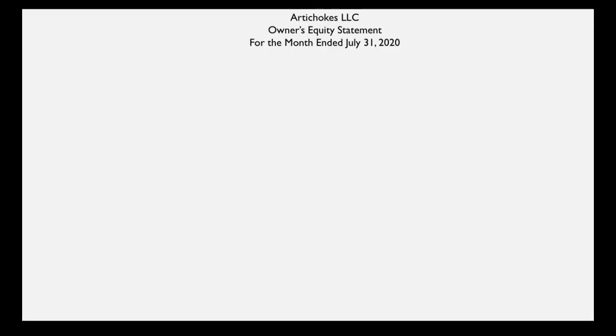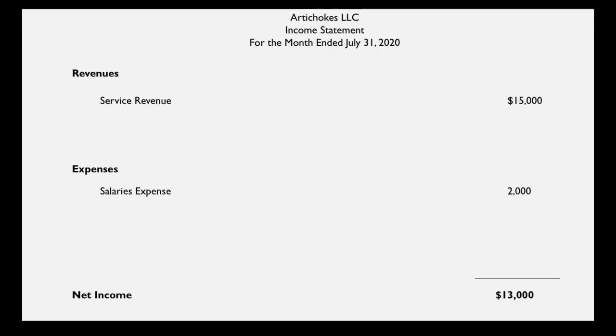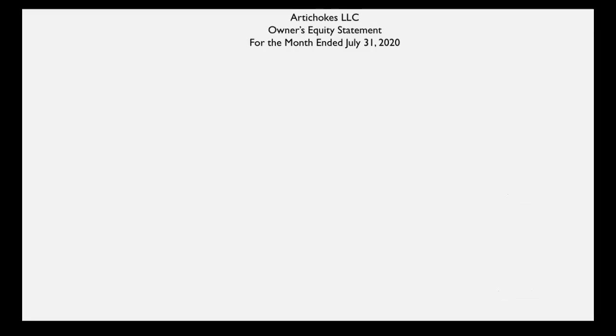So you'll notice at the top, it looks somewhat similar to the income statement, right? It's the company name, the name of the statement, and then once again, we're dealing with for the month ended. So an owner's equity statement, along with an income statement, are for periods of time. So this will be the changes in owner's equity over the month of July. So we want for the month ended July 31st, 2020.